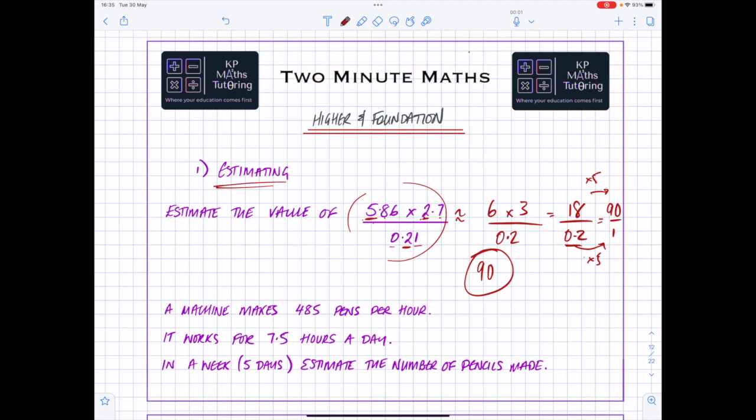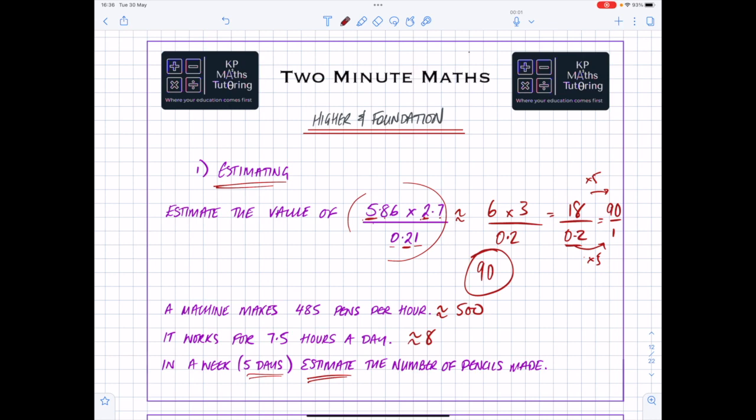Let's look at this second example here where we've got some worded stuff. So a machine makes 485 pens per hour. Straight away, because we're talking about estimating, what the question says, we turn that to 500. It works for 7.5 hours a day. Let's call that 8 hours. And in a week, 5 days, estimate the number of pens made. Can't round that at all. 5 days is fine. So 500 pens in an hour.